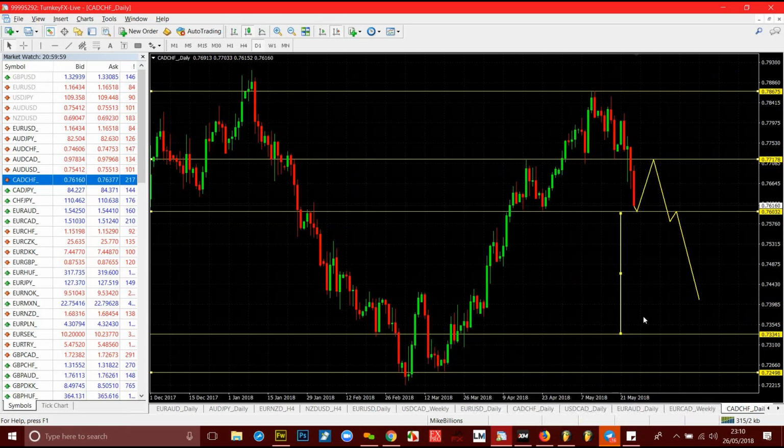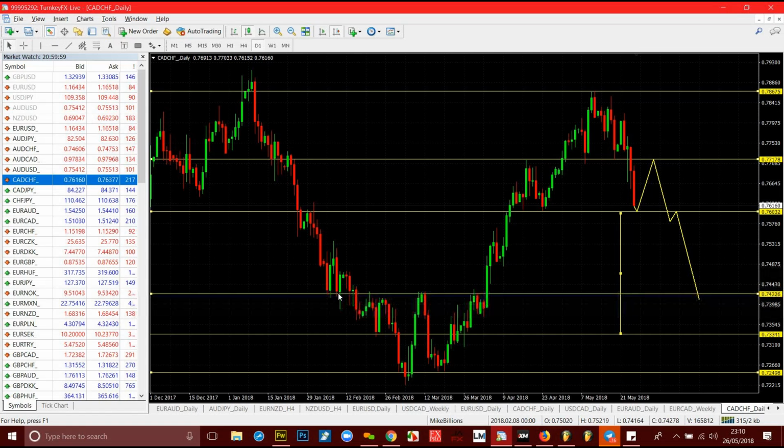So indeed, that may happen, but that doesn't mean it may not turn before then, because you can see some other zones here, some other levels here. It may even turn at the supply zone, demand zone.